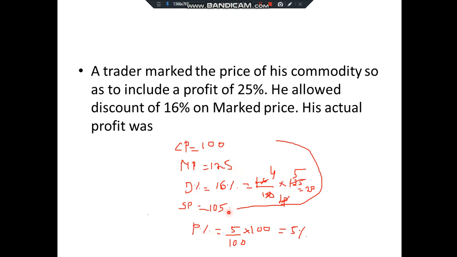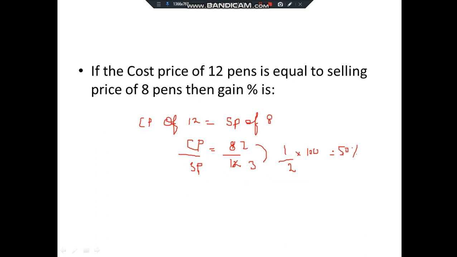Now it is easy to find profit percentage because you know cost price and selling price. So find the profit first. Profit is 5 rupees out of 100 rupees into 100. So 5% is your profit. Okay, hope you understood. Next question is quite easy.